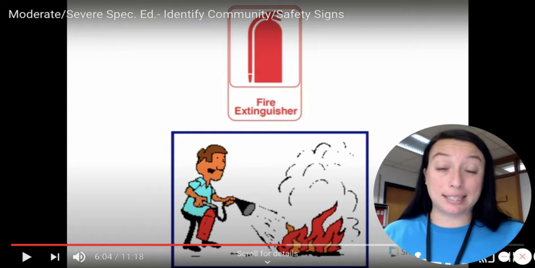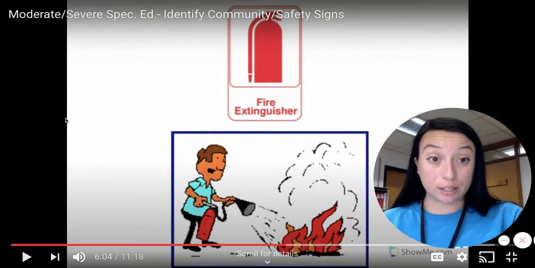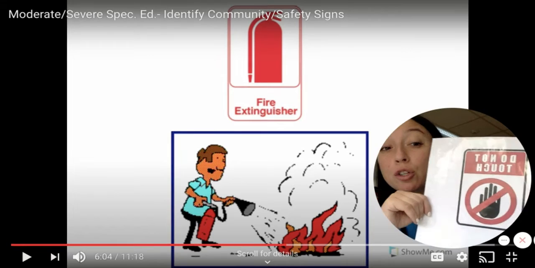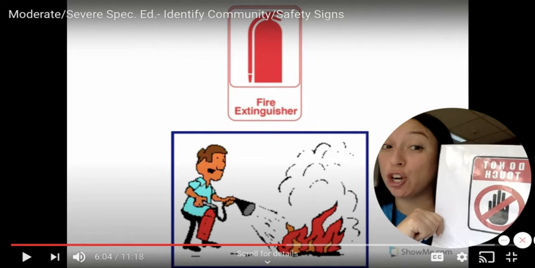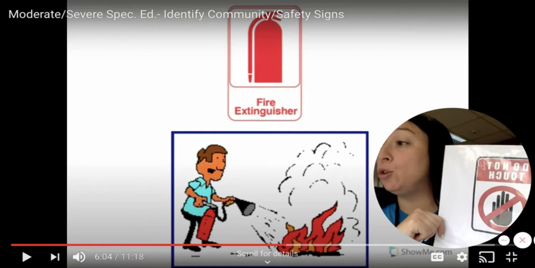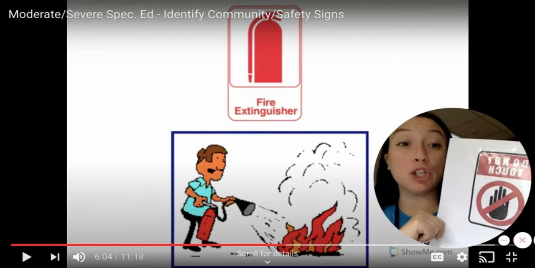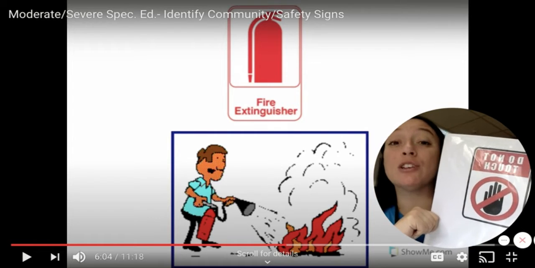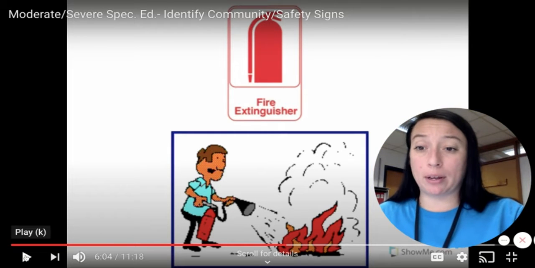A lot of times with fire extinguishers, there's a sign that says do not touch, because you shouldn't be touching it if there's no fire. It's not a toy. It's not something that we just use whenever we want. It's only something we use when there's an emergency. So let's hear a little bit more about it.